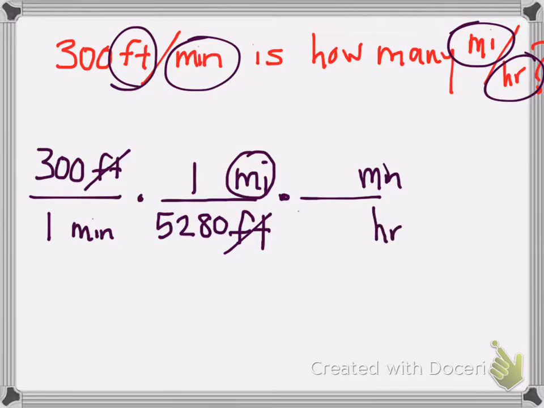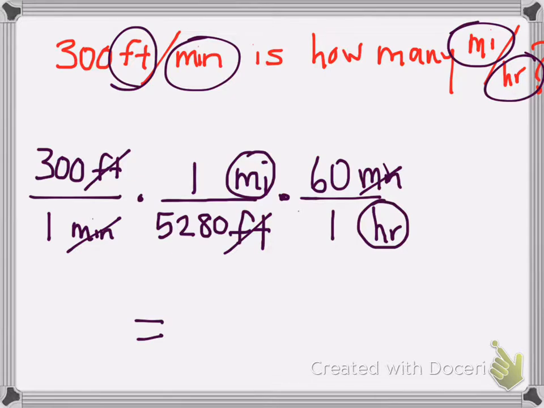And I want to change the minutes into hours. How many minutes in an hour? 60. And look what happens to the minutes. Minutes cancel. I'm left with hours. So the answer to my problem is going to be miles per hour. And that's exactly what I wanted.